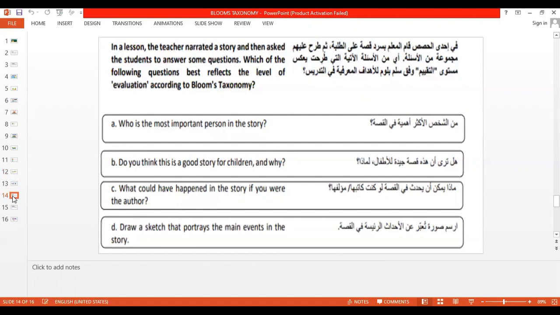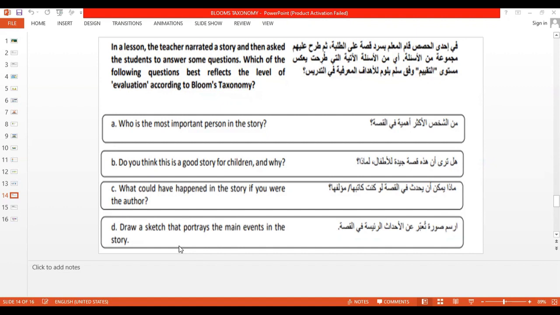Now let us discuss the question and answers. In a lesson, a teacher narrated a story and then asked the students to answer some questions. Which of the following questions best reflects the level of evaluation according to Bloom's taxonomy? Now we will go from D. Draw a sketch that portrays the main events in the story.